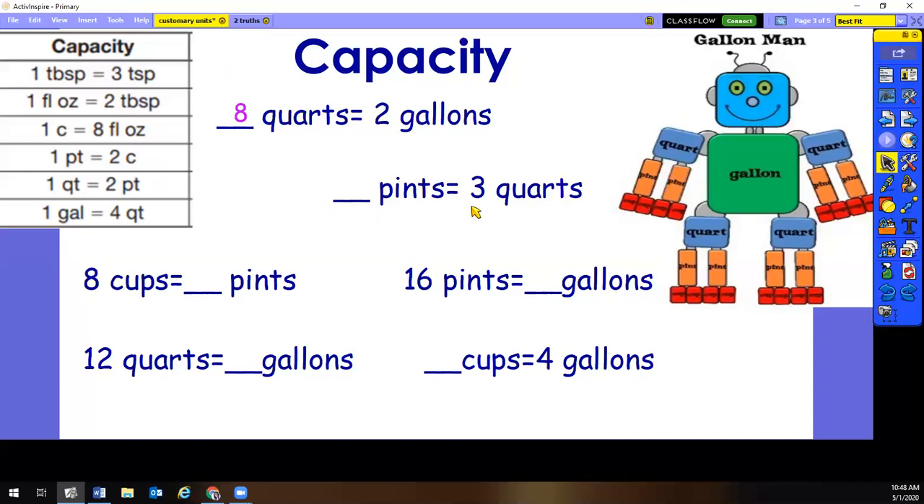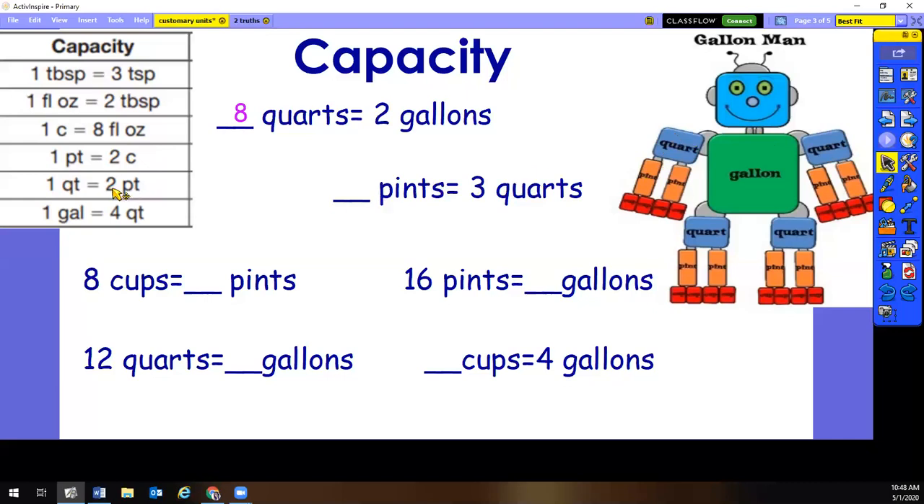All right, let's try our next one. So we want to know how many pints are in 3 quarts. Well, let's look at our chart over here. In 1 quart, I know there's 2 pints, right? So let's look over here at our gallon man. 1 quart, that's his upper arm. There's 2 pints for every 1 quart. Well, I want to know how many's in 3 quarts, okay? So let's multiply first, and then we'll check our work using our gallon man.